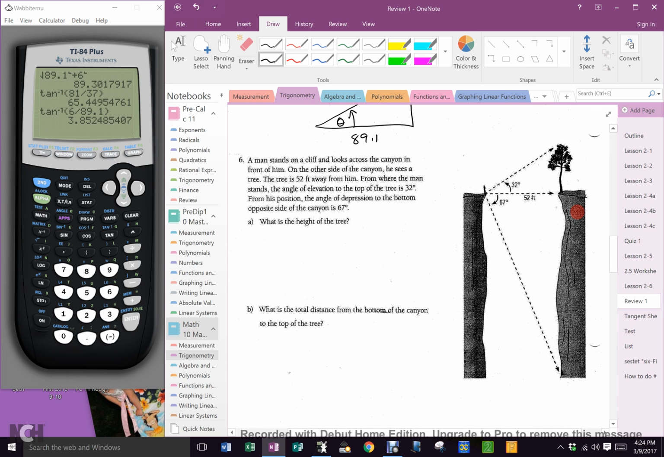All right, this question isn't so bad. I need the height of the tree. So the tree is here.